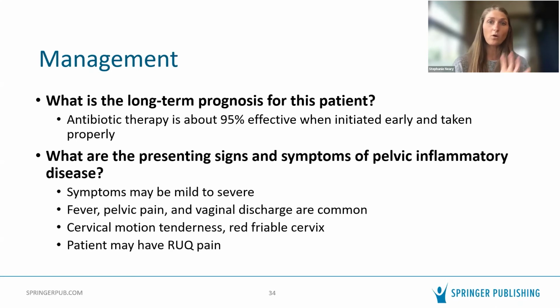And this opens up that whole separate conversation for what are those risk factors there? What are the different presenting signs and symptoms that we may see? And for some of those, it's going to be overlapping, like the cervical motion tenderness and that red friable cervix. However, we would see other things with that diagnosis of PID, where we'd have fever, we'd have probably more severe pelvic pain, adnexal pain, that right upper quadrant tenderness that we may see with the perihepatitis there as well.